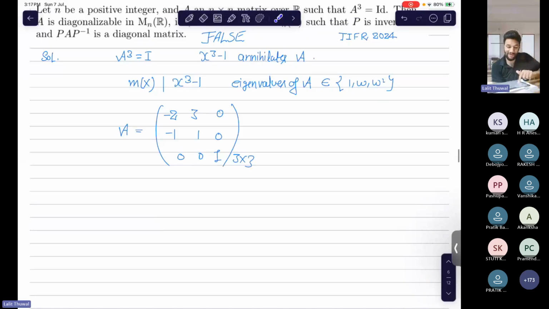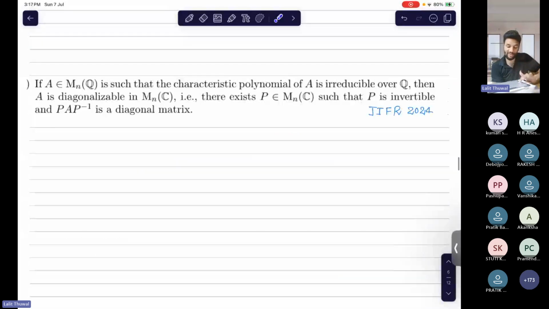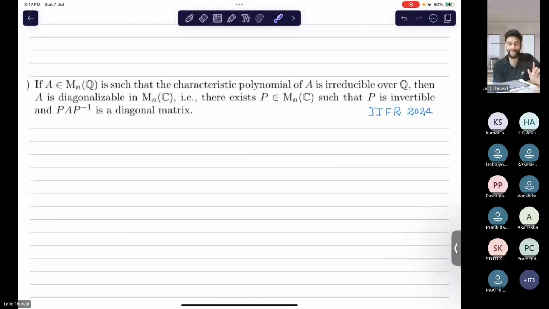Over C that matrix is diagonalizable, but it is asked over C here. So for the same example, we can see that omega square belongs to C, so A is diagonalizable over C. So that would not work to counter this. Okay, this might be true also.